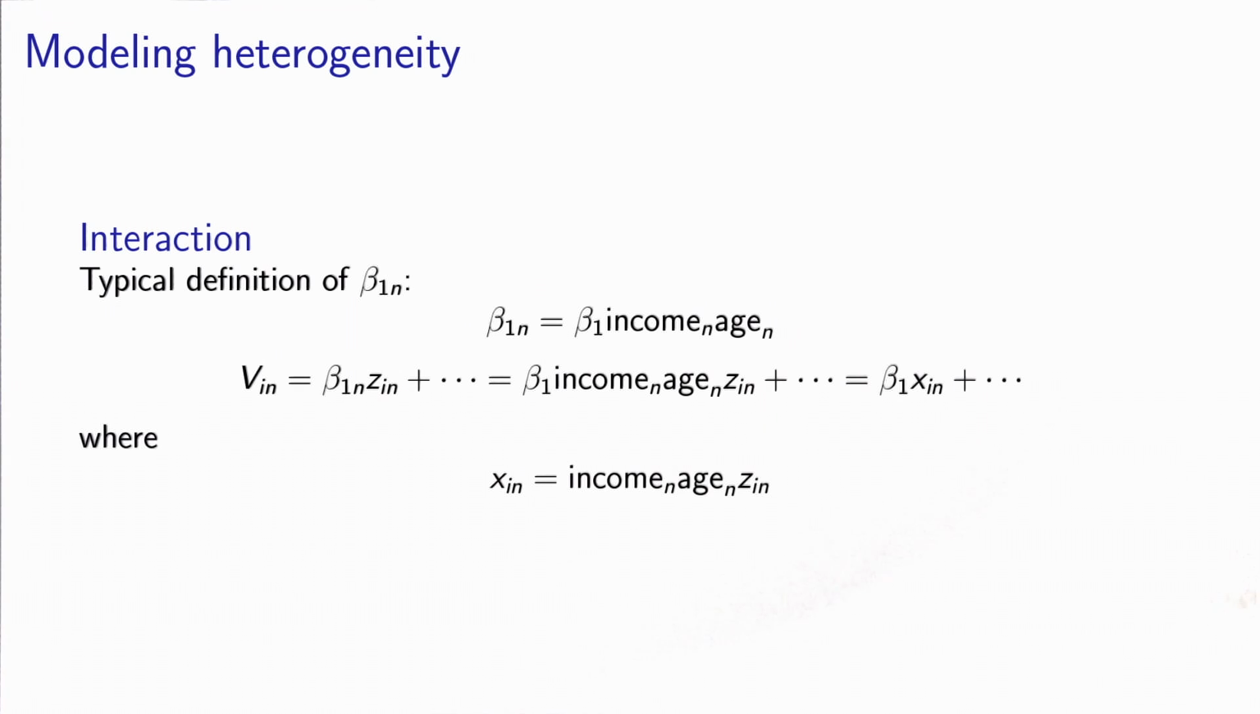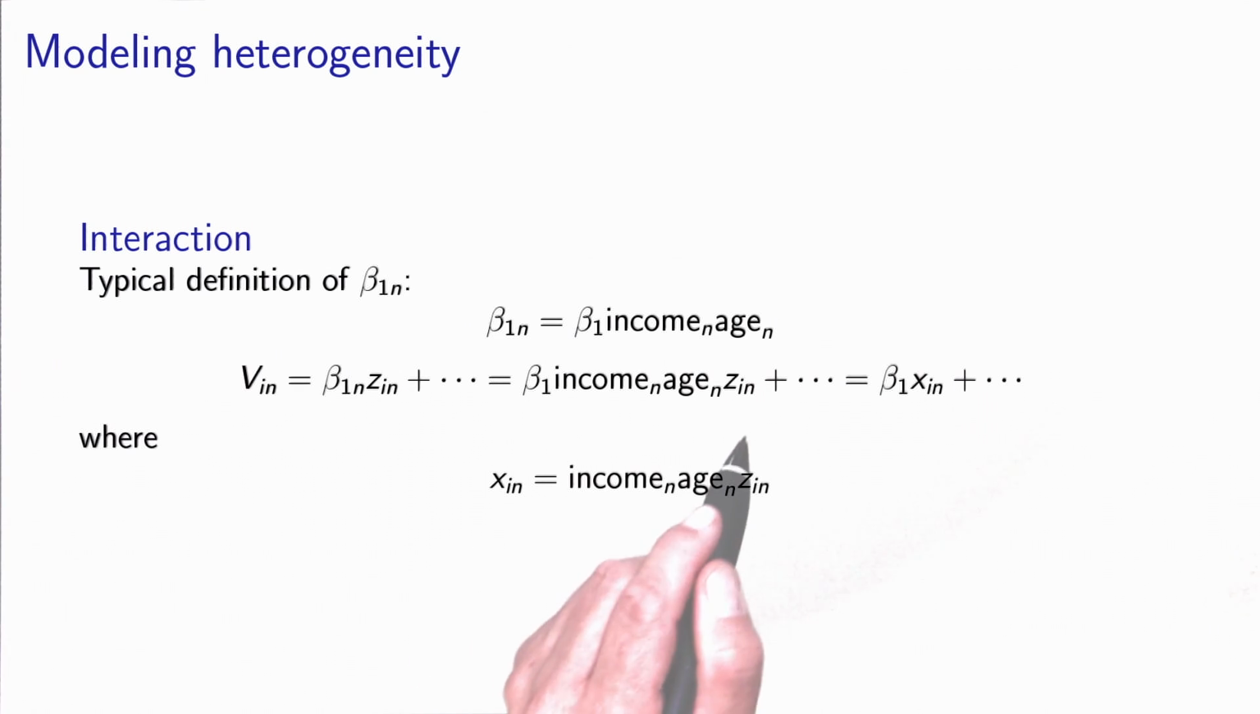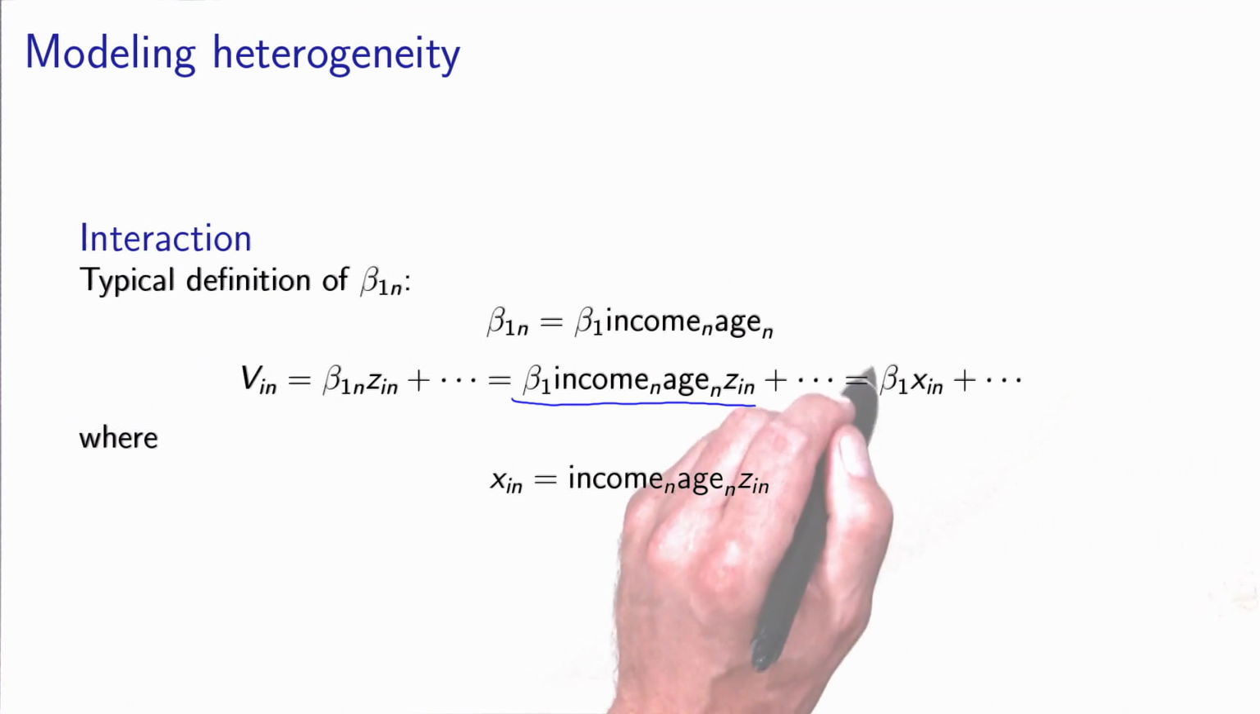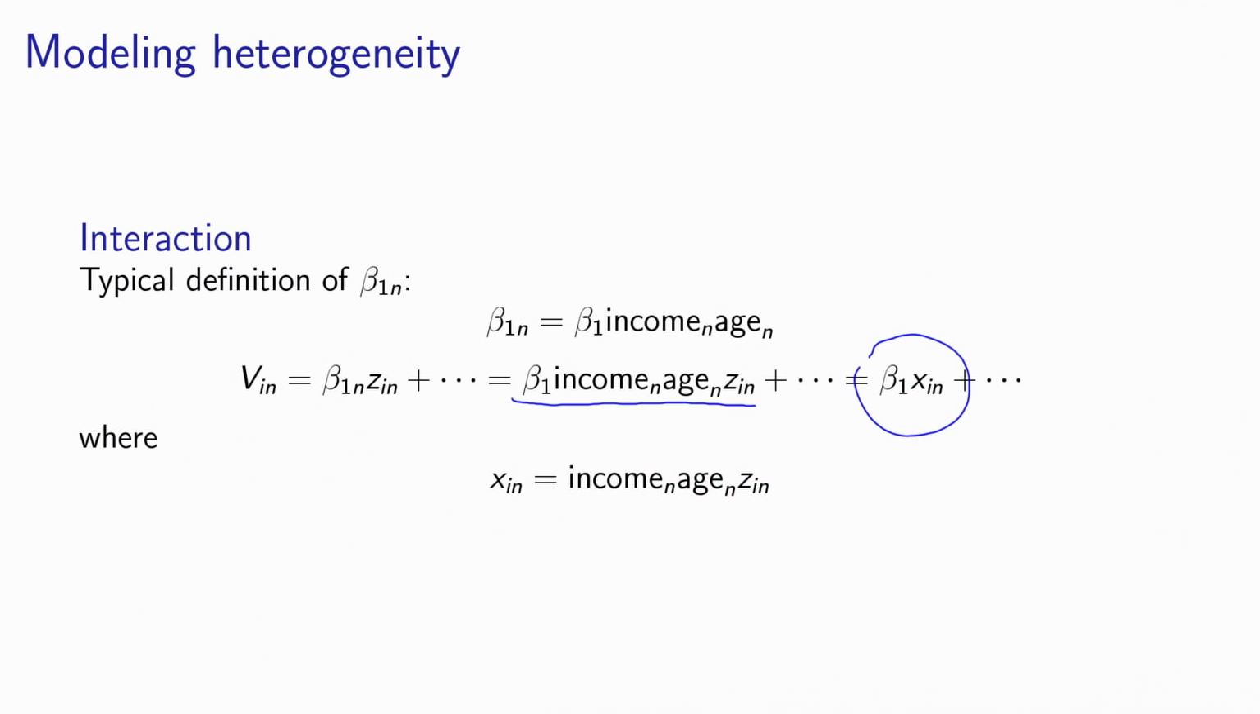I plug it again in the definition of the utility function, and I obtain this term. And now, in order to be back to the interpretation of the linear in parameter specification, I define this variable xin as the product of income, age, and zin. And now, my specification is a linear in parameter specification.